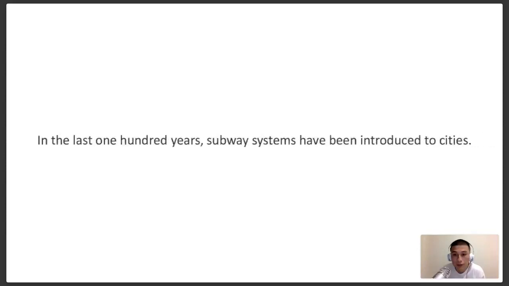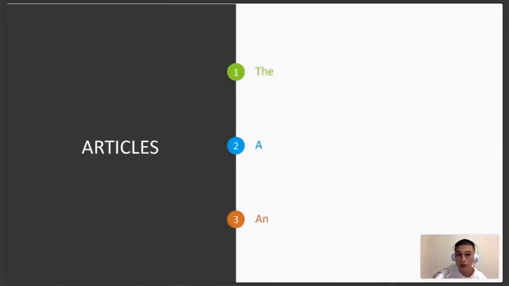The example of an overview of time: in the last 100 years, subway systems have been introduced to cities. So this is pretty much establishing what they're going to be talking about. When you see that overview, it should give you an indication that this is going to be the topic sentence. Time is the best thing. It gives you a lot of clues when you're dealing with that.